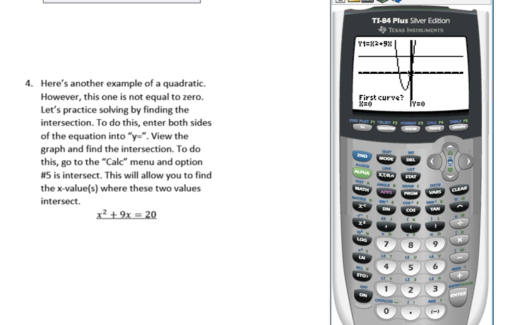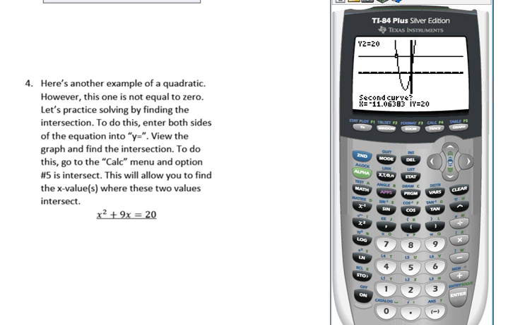And now it says first curve. We have two curves here. We have our quadratic x squared plus 9x, and then we have our constant up there at 20. If you look in the top left of your screen, you're going to see it says x squared plus 9x. That's perfect. We can use that as our first curve, but we want to scroll closer to that intersection point. You want to be somewhere close to that side. It does not matter if you are up or below it.